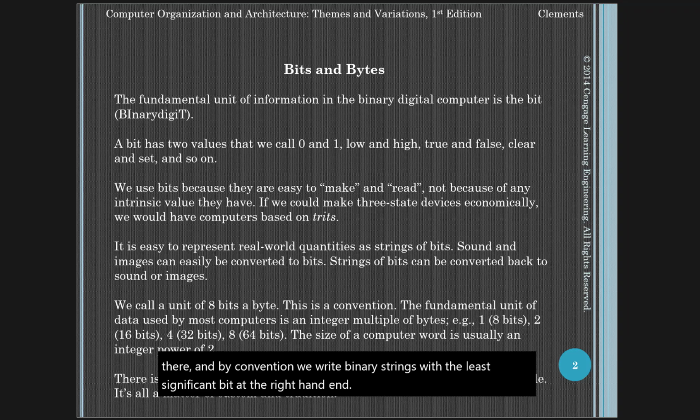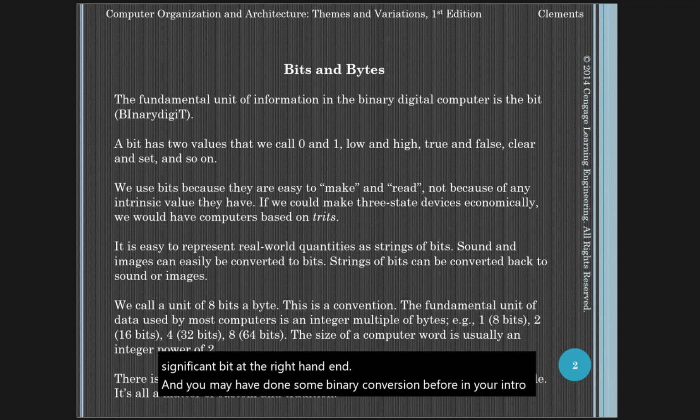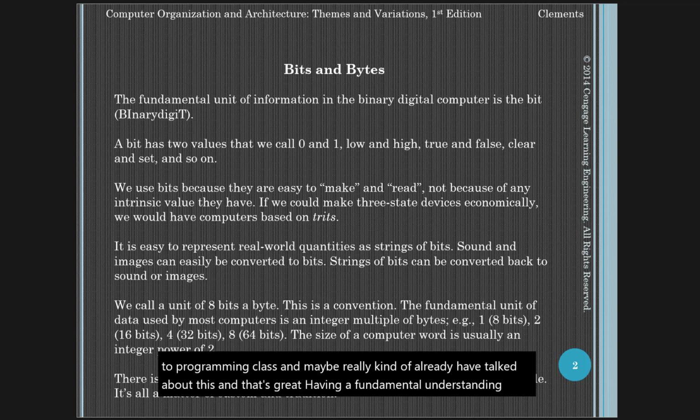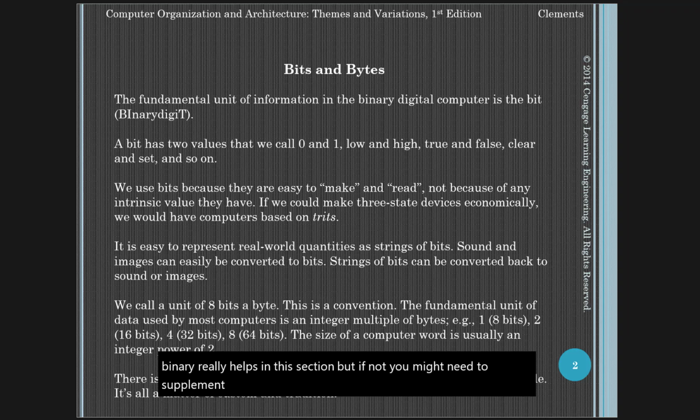And you may have done some binary conversion before in your intro to programming class and maybe already have talked about this, and that's great. Having a fundamental understanding of binary really helps in this section, but if not, you might need to supplement a little bit to make sure that you really get what we're talking about. But let me see if I can explain a little easier how computers work.